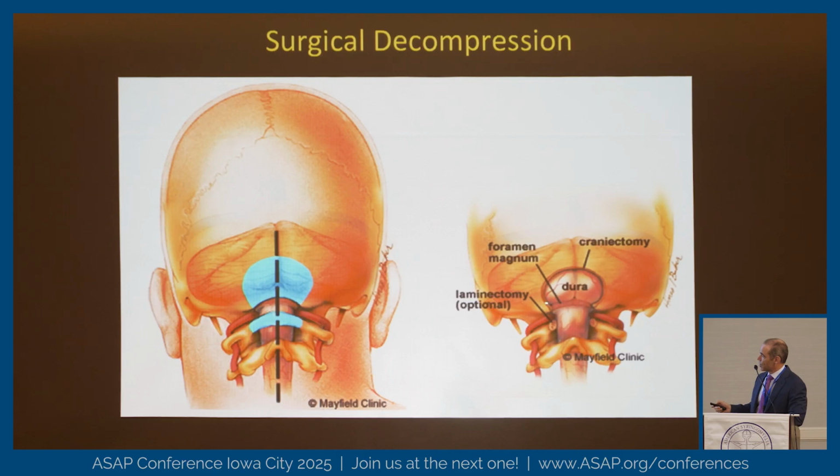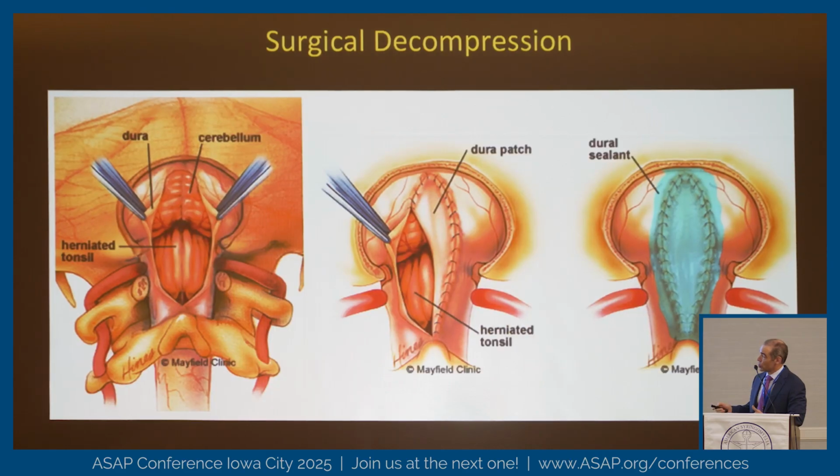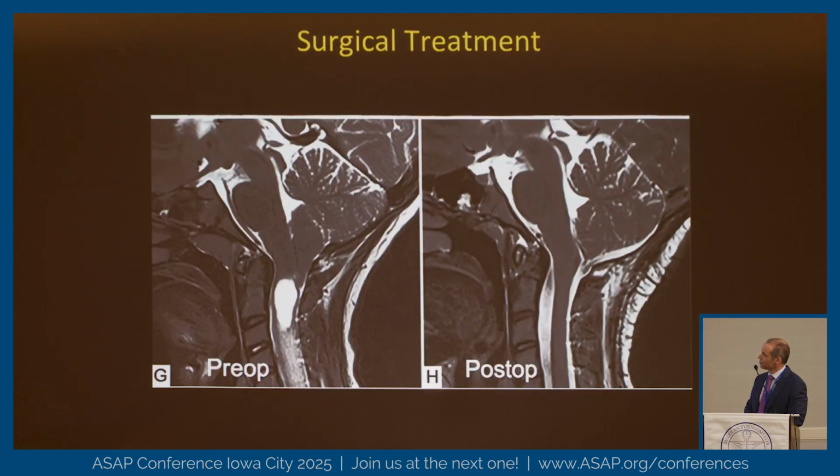You can open up this compressive band that's here, and then open up the dura and do decompression inside, take down that scar tissue, make sure the CSF is flowing normally out of the fourth ventricle here, and then place this dura patch. And people will oftentimes use some kind of dural sealant. It just helps prevent CSF leak and protects this so it can heal better.